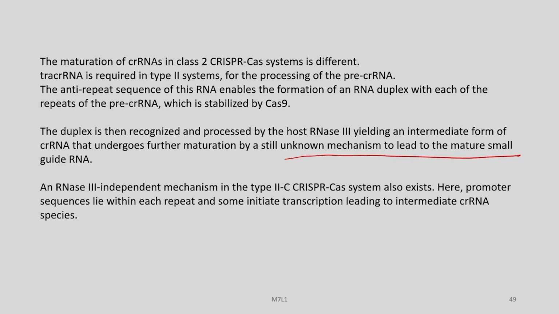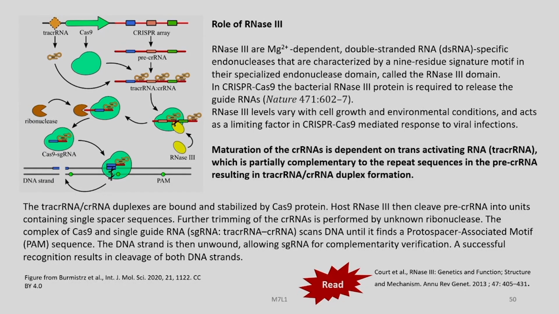An RNase 3 independent mechanism in the type 2 CRISPR system also exists. Here the promoter sequences lie within each repeat and initiate transcription, leading to the intermediate CRISPR RNA species. Let us discuss the role of RNase 3. The RNase 3 enzymes are magnesium ion dependent double stranded RNA specific endonucleases that are characterized by a 9 residue signature motif in their specialized endonuclease domain called the RNase 3 domain.